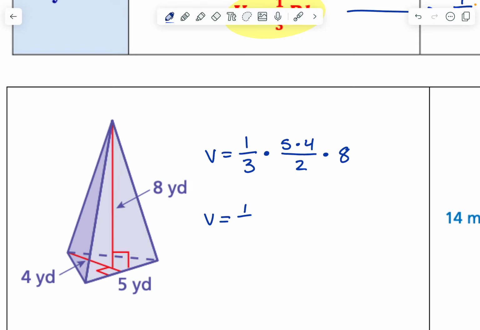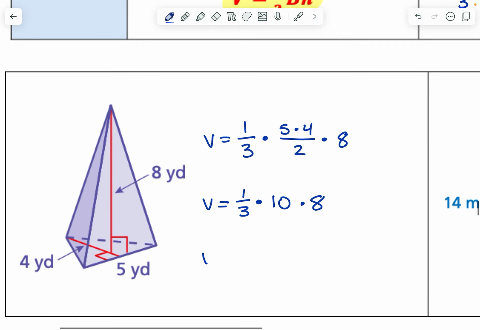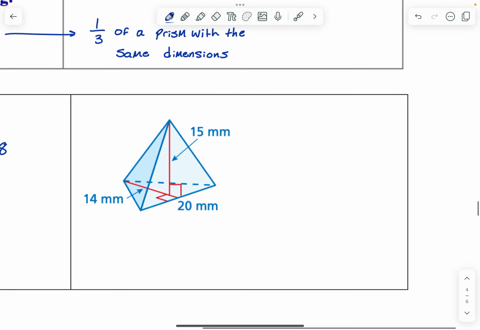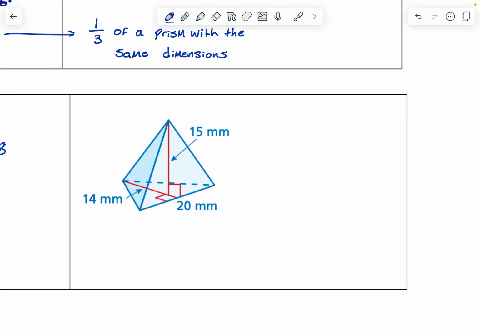Reducing some things, right? I'm just going to leave 1/3 as is right now. 5 times 4, 20, divided by 2, 10, times 8. 1/3 times 10 times 8. Volume is equal to 26.667 yards cubed. One-third area of the base times the height. Take a moment right now to work through this example. Pause the video if you need to.